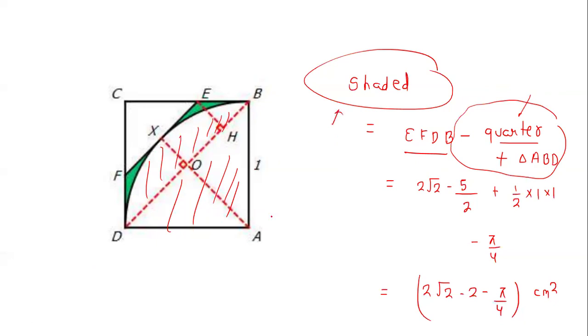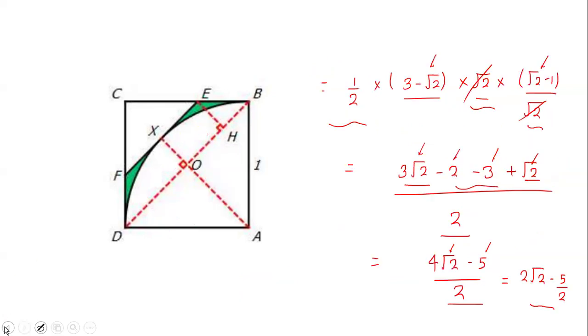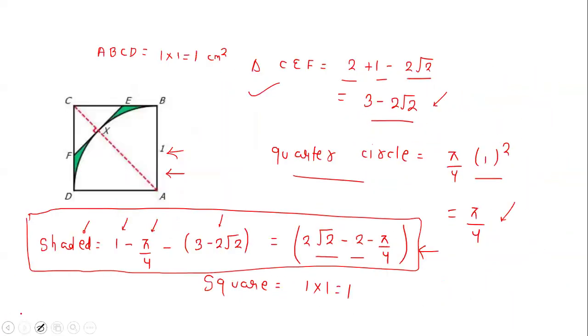So EFDB area we calculated previously as 2 root 2 minus 5 by 2, and ABD is a right-angle triangle, so this area is half times 1 times 1, which is 1 by 2. And the quarter circle is pi by 4 times its radius squared, which is 1 squared, so it will become pi by 4. So this minus this and plus this, after simplifying it will become 2 root 2 minus pi by 4, which is the same as we calculated by method 1. So in this way we can solve this.